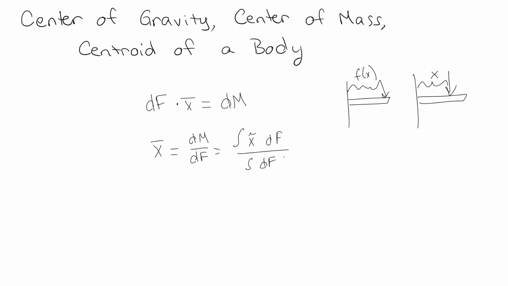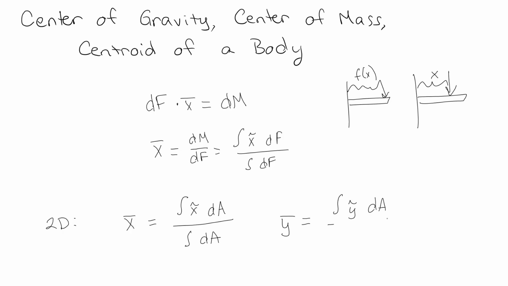Well, it's the exact same thing, which is pretty funny because we get into this and we're like, oh, look at all these things we're going to learn, but they're all basically the exact same thing. So in 2D, instead of dF, we would have dA. So it'd be the centroid dA over all of the dA's. Or if you're looking for the y centroid, it's y-tilde dA over all the dA's.